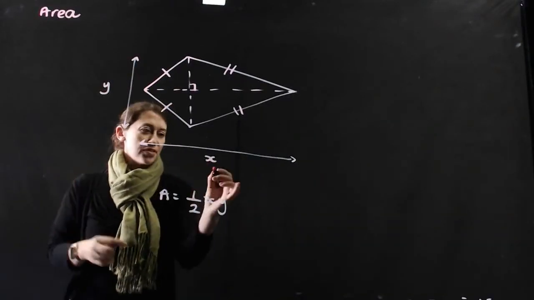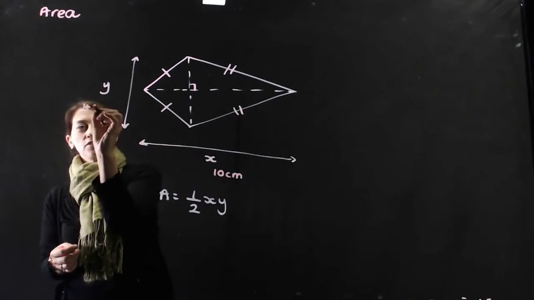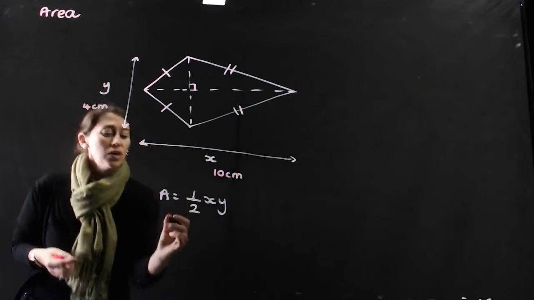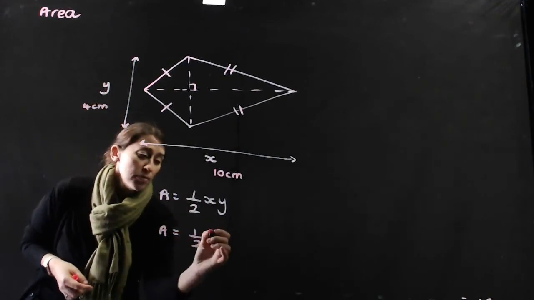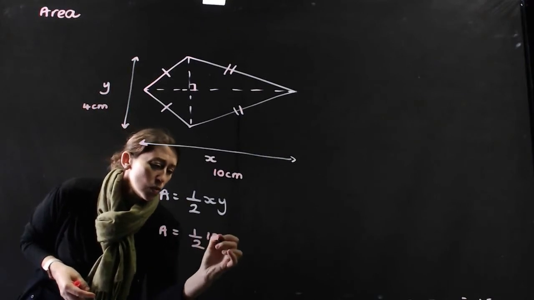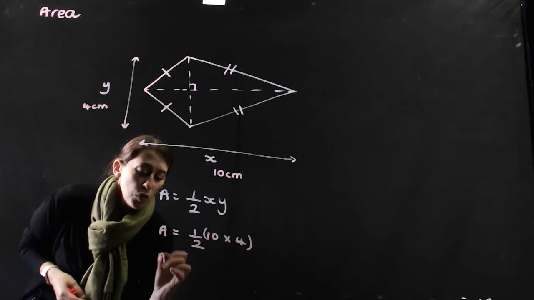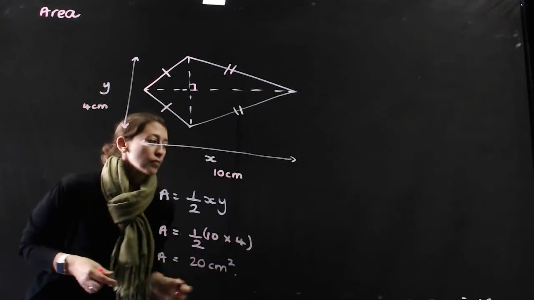So let's put some measurements in. Let's have this as 10 centimetres. And this one is 4 centimetres for argument's sake. The area then, if this is X and this is Y, is 1/2 of 10 times 4. So 1/2 of 40, which is 20 centimetres squared.